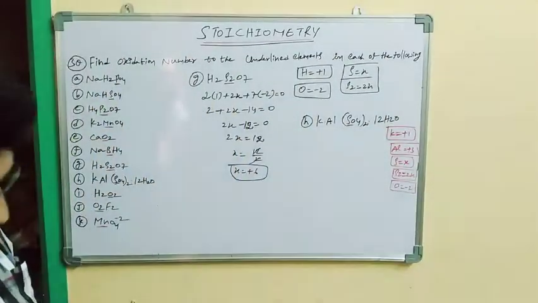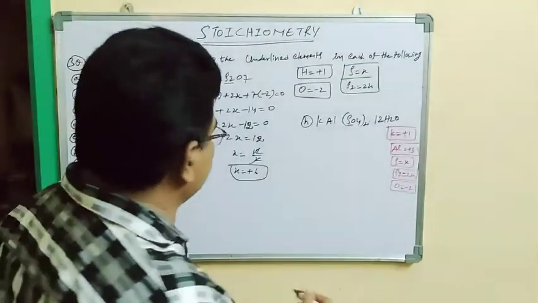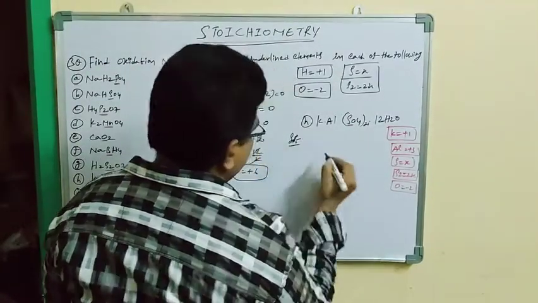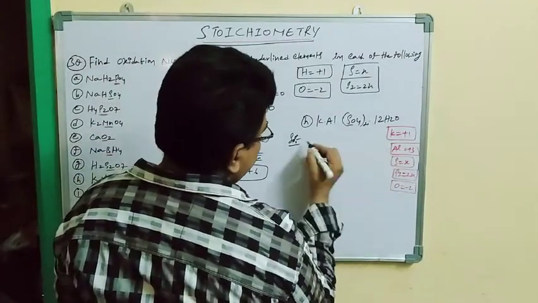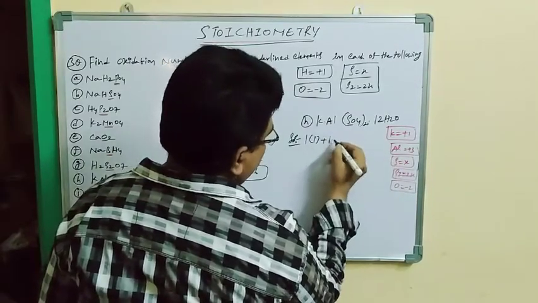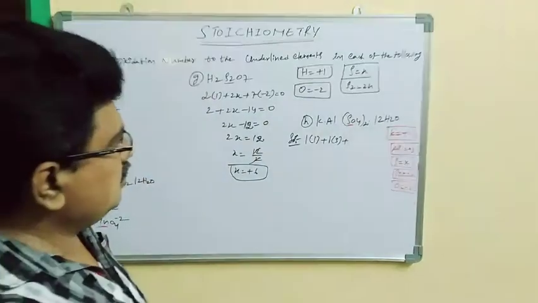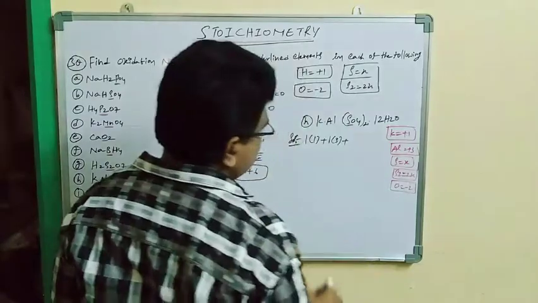Substitute these element charges in the given equation. See here, I am doing it here. Substituting here: 1 potassium, charge 1 into 1, plus 1 into 3, aluminum charge is 3, plus sulfur 2x. See here.